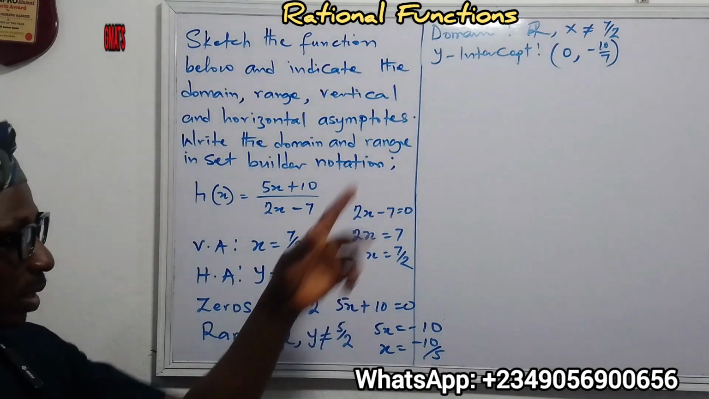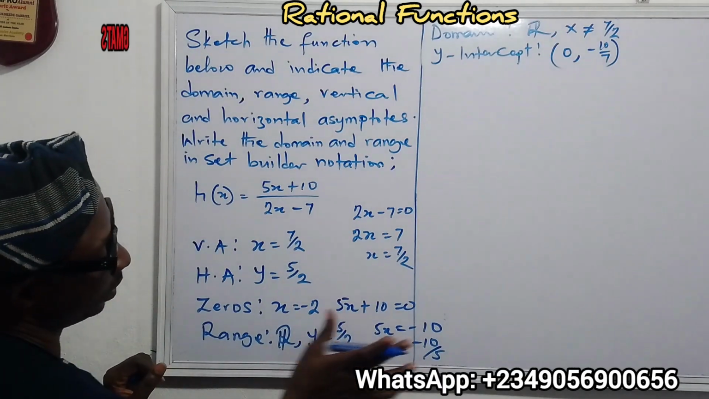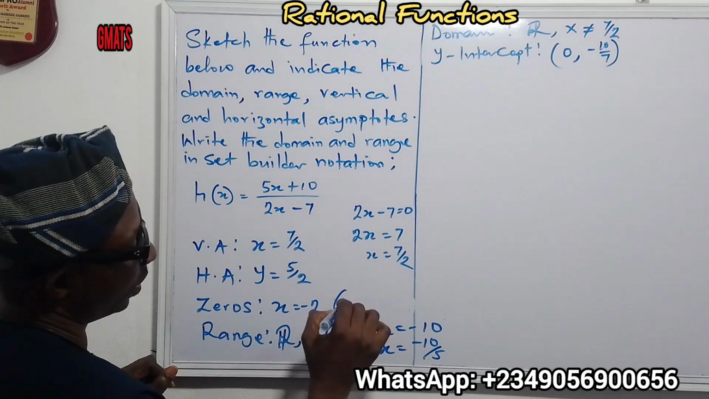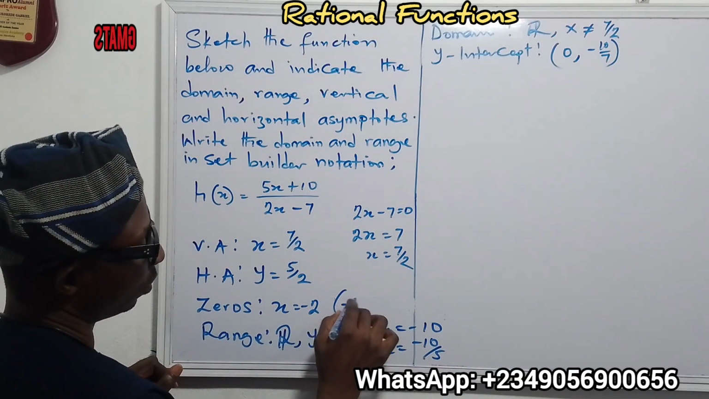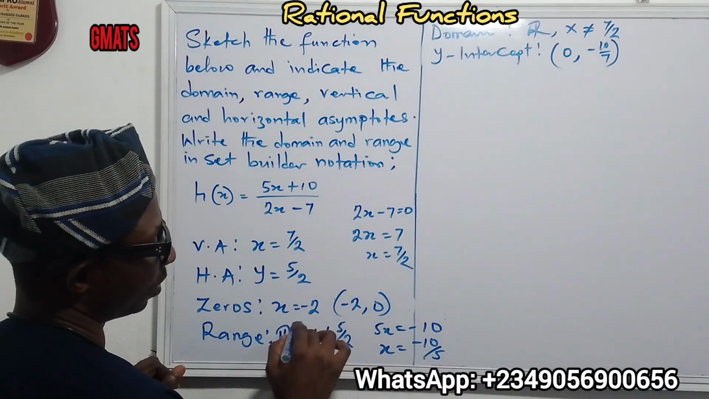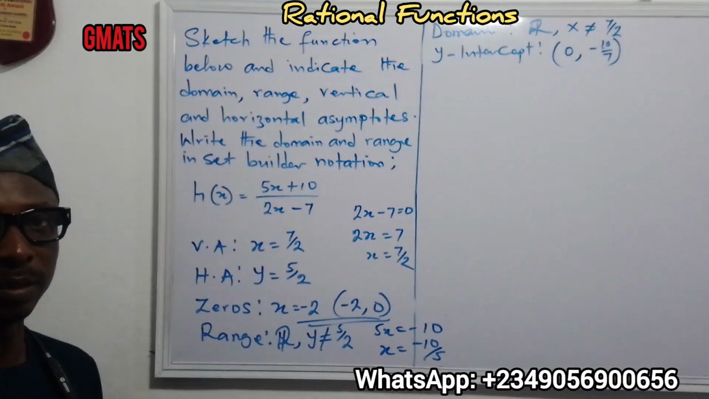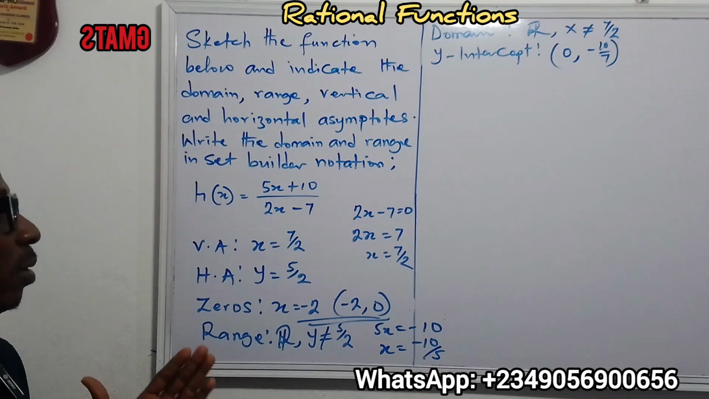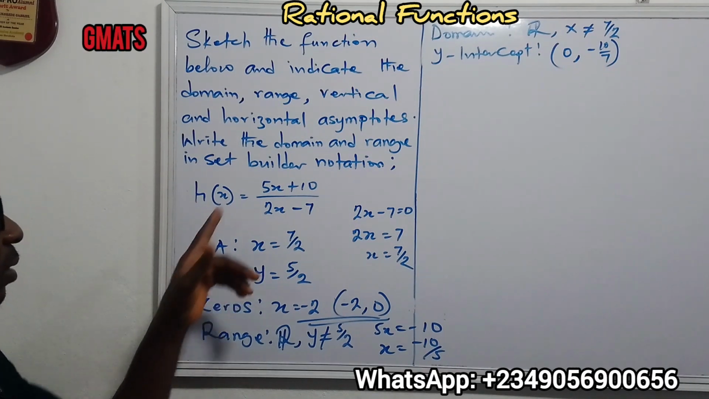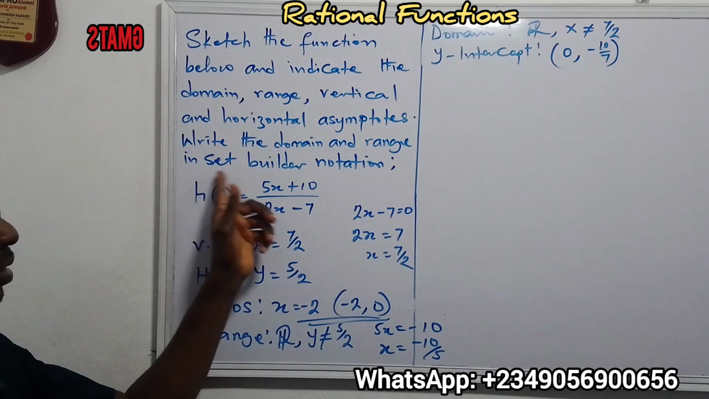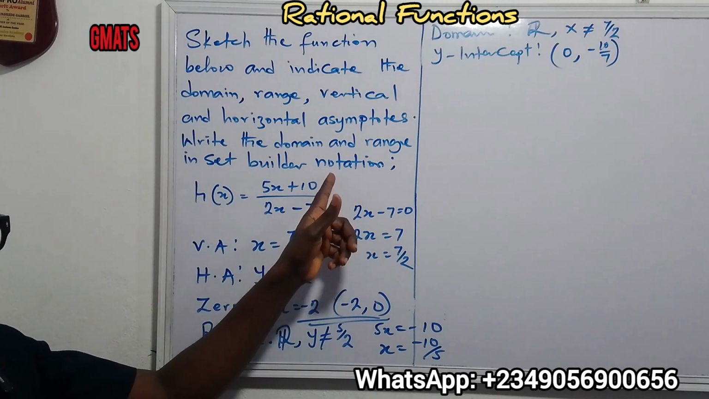Still the same thing, so you can write it as an ordered pair. So this can also be written as (-2, 0). Still the same thing. Okay. Now the next thing is to write our domain and range in set builder notation, because that's what the question says.